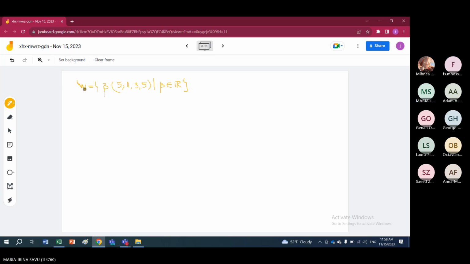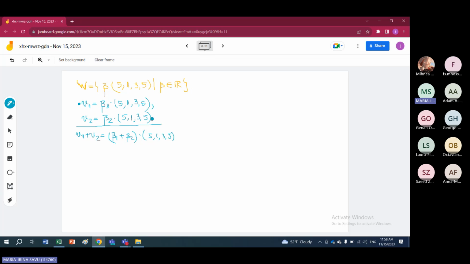So take one W. First of all, V1 will have the form beta 1 times (5, 1, 3, 5). And V2 will have the form beta 2 times (5, 1, 3, 5). So if you add them, you have that V1 plus V2 is beta 1 plus beta 2 times this vector (5, 1, 3, 5).